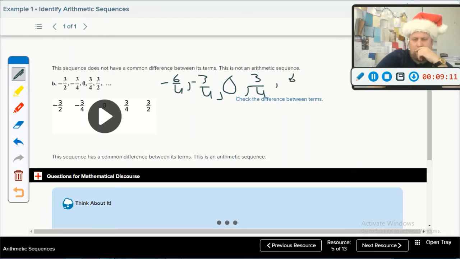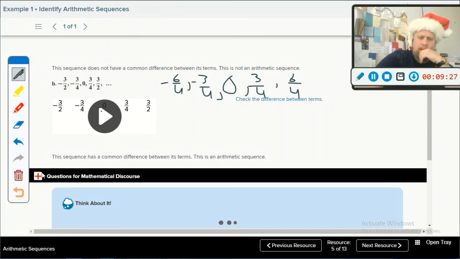Now we can tell there's something going on. Look at that. I added 3/4, added 3/4, added 3/4, added 3/4. So the common difference is 3/4. If you're working with fractions, you've got to put them as a common denominator. And we can see that right here.